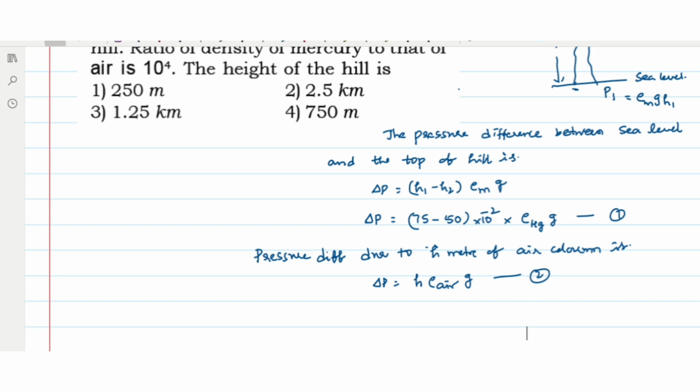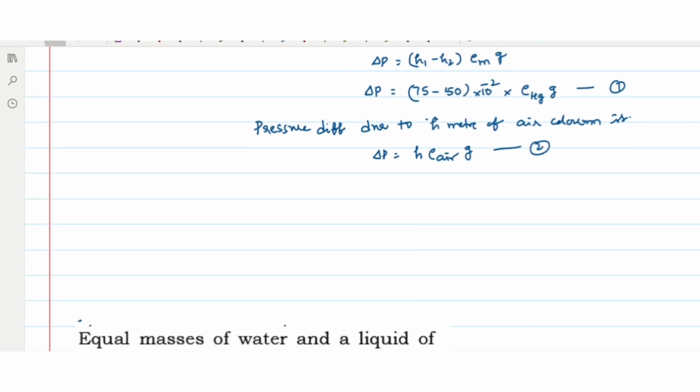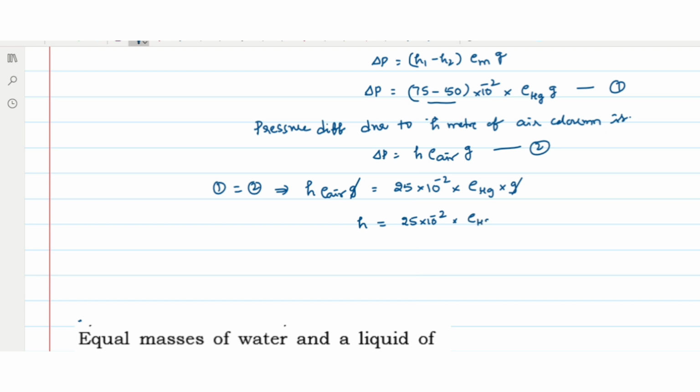Now you can equate both the equations. Let us take equation 1 equal to equation 2. So H into density of the air into g is equivalent to 25 into 10 power minus 2 into the density of the mercury into g. You cancel the g value on both sides. Here the value is H equals 25 into 10 power minus 2 into density of the mercury by density of the air.